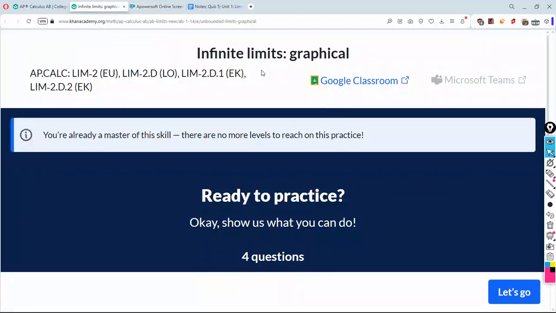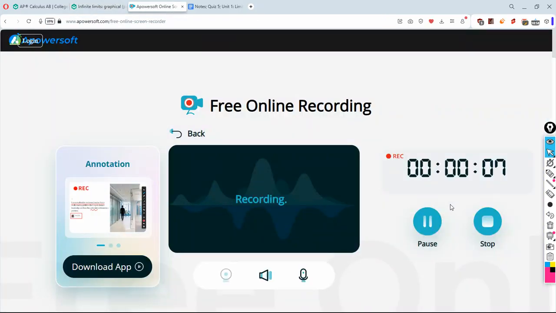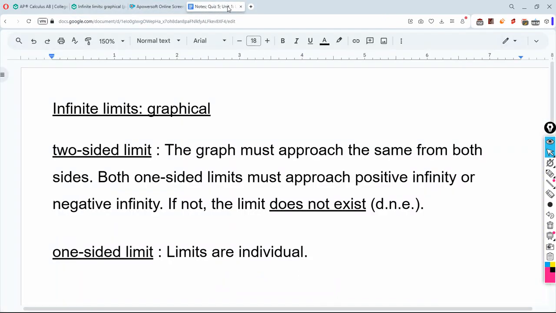This will be for the Khan Academy exercise, Infinite Limits Graphical. All right, so for this exercise, for the two-sided limit, the graph must approach the same from both sides. In other words, both one-sided limits must approach positive infinity or negative infinity. If not, the limit does not exist. For the one-sided limit, the limits are individual. So whatever it approaches from one side, that's what it is, either the positive or negative.